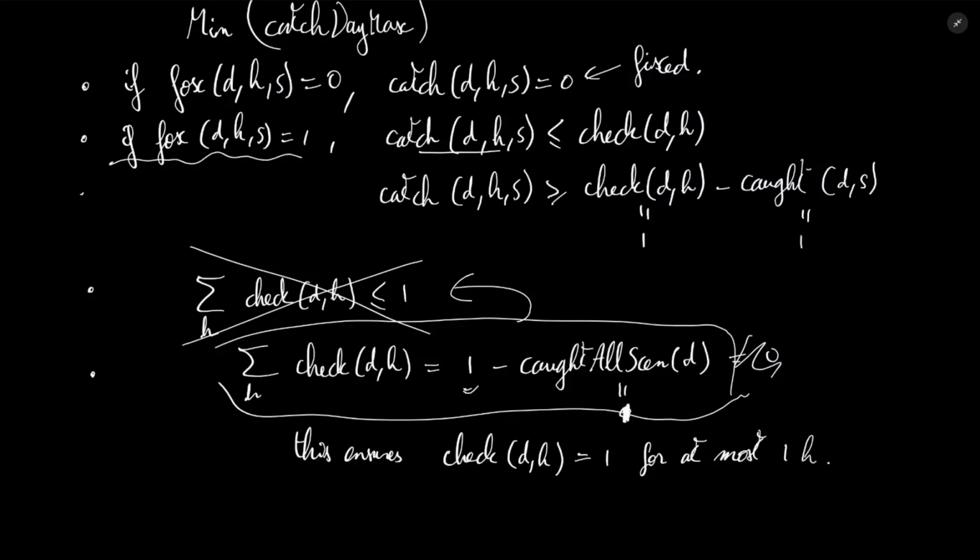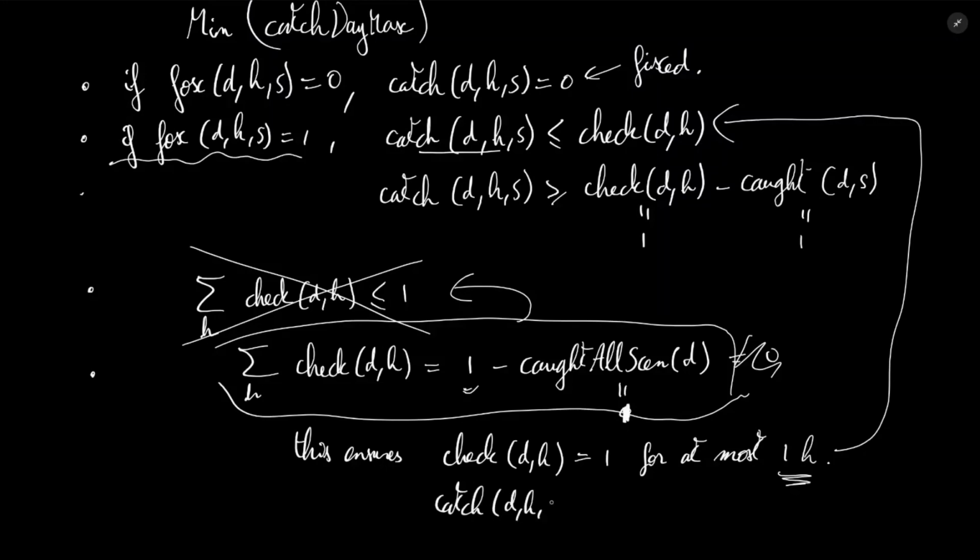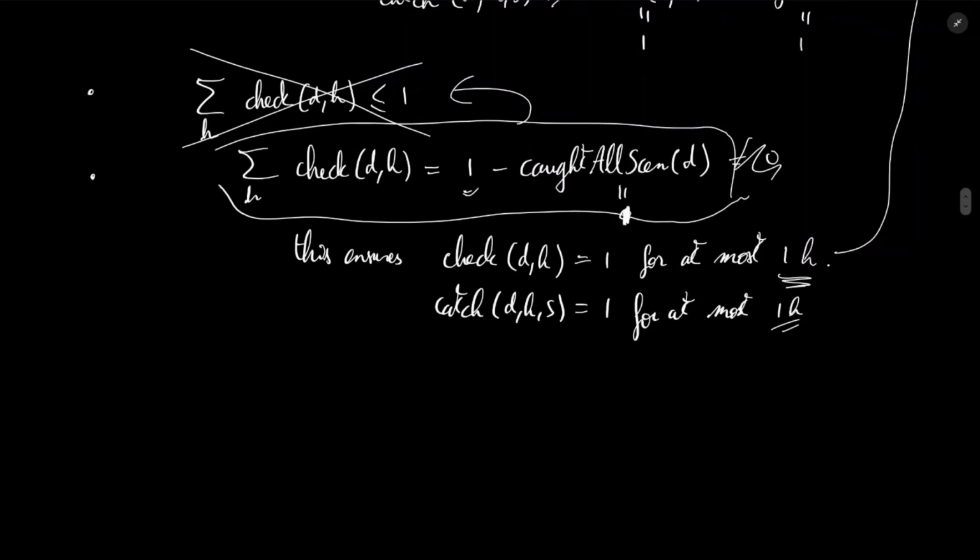And this is actually something interesting because we have seen in the previous equation right here that catch DHS is always lower than check DH. So this is also going to say that catch DHS is equal to 1 for at most 1H. So this is implied by this specific equation that we have seen above. Let's continue with more constraints.